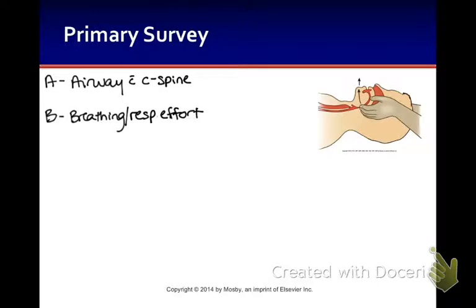B is breathing, the respiratory effort. So this is where we're going to look at the patient. Are they having any dyspnea?